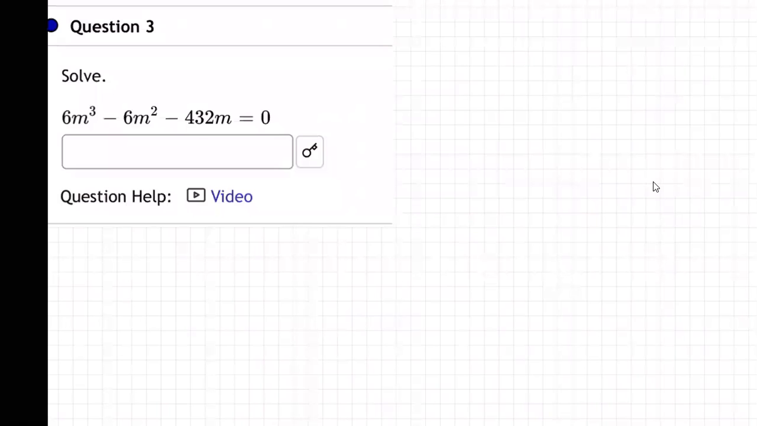Okay, so how do we do this one? Well, same kind of thing. So let's bring it up here. It's a little bit too far, I think. Right here. 6m cubed minus 6m squared. You'll have different numbers. It randomizes the numbers for each of us.